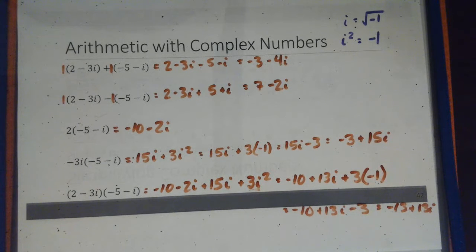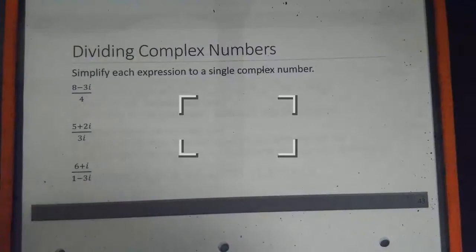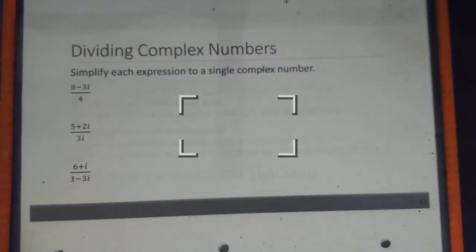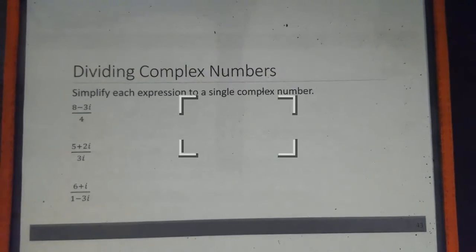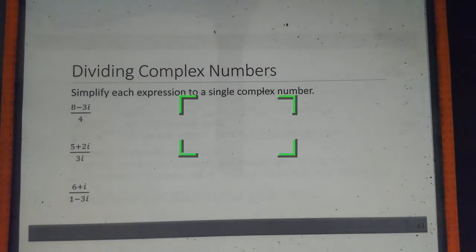So we've done addition, we've done subtraction, we've done multiplication. What comes next is division. We're going to simplify each expression into a single complex number, just like we have been. The trick with dividing complex numbers is we do not want an i in a denominator, ever. Not for our final answer, at least.